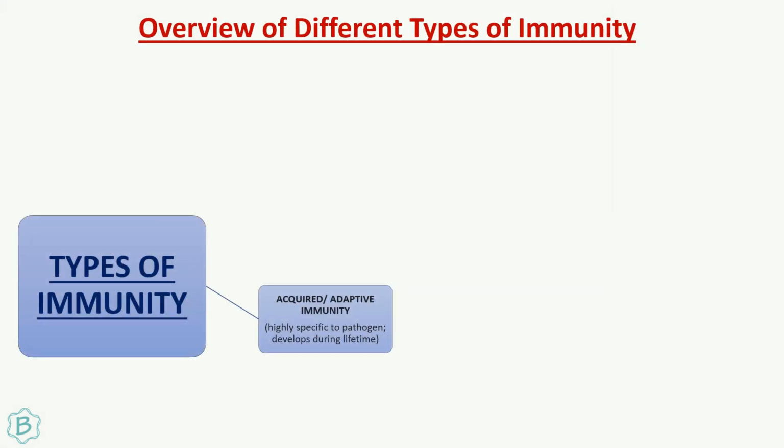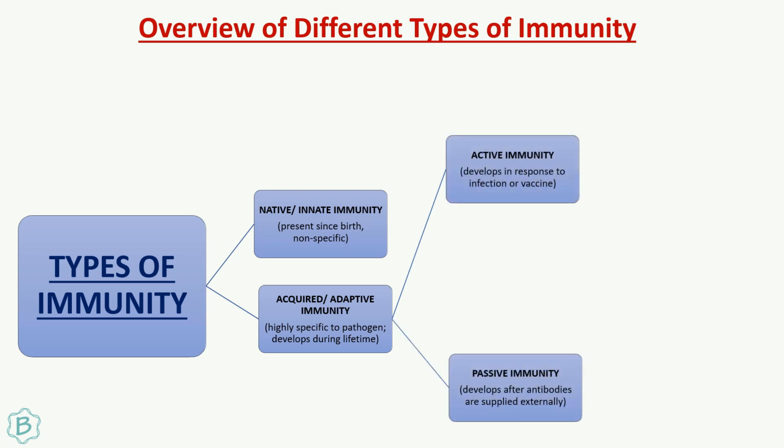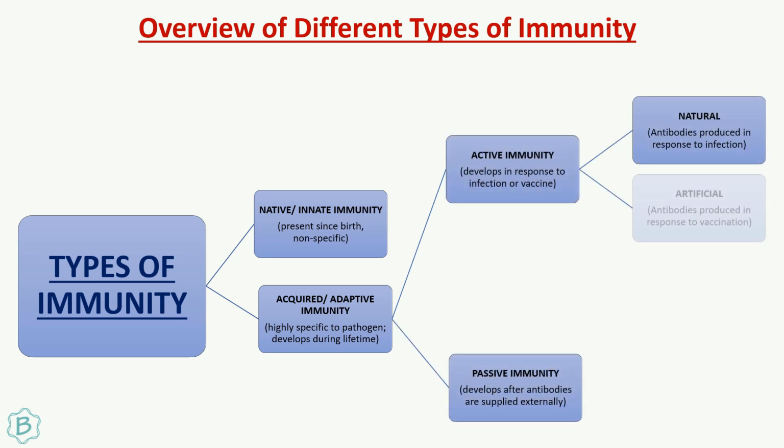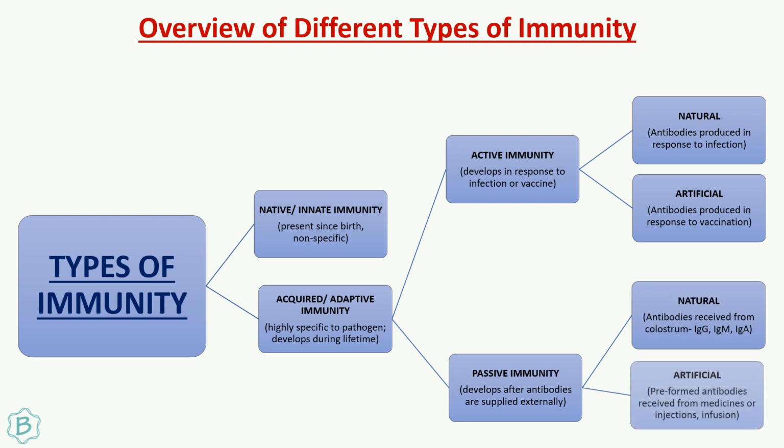So this flowchart over here is giving you an overview of all the different types of immunity that you have. So the first one you have is the native or innate immunity. The word native itself suggests that this was the first type of immunity that developed, and this is why it is found in all multicellular organisms. It is present since birth, and it is non-specific in nature, which means that it would act on all kinds of pathogens. And the second one is the acquired or adaptive immunity.